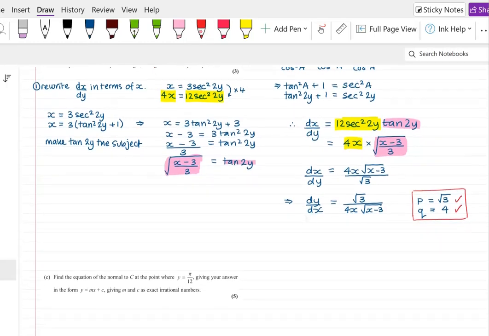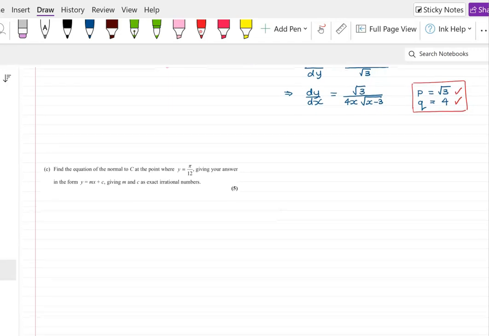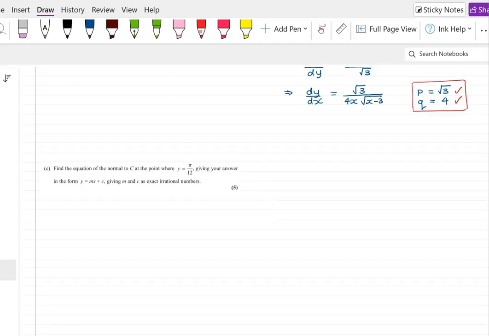Okay, part C. All right, so part C says, find the equation of the normal to the curve at the point where y is equal to pi over 12, giving your answer in the form y equals mx plus c, giving m and c as exact irrational numbers. Okay, right, so I'm told y is equal to pi over 12, and I'd really want to know what x is equal to.